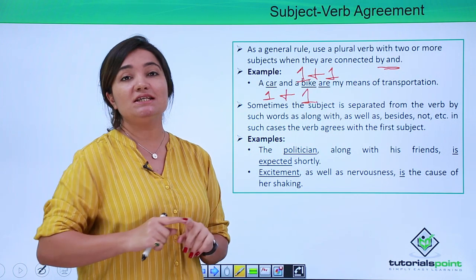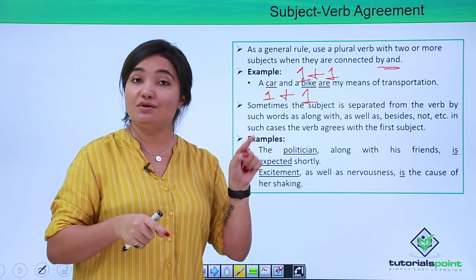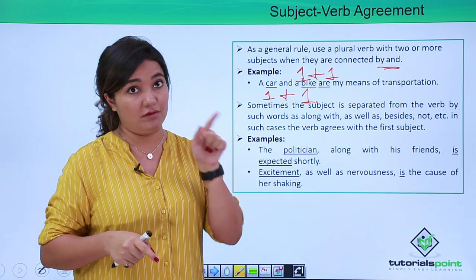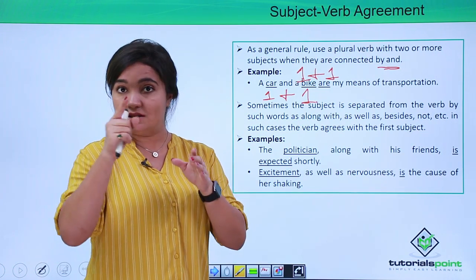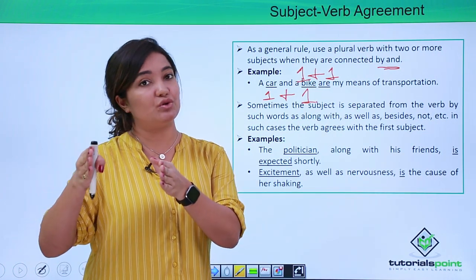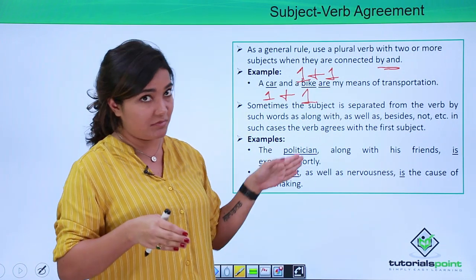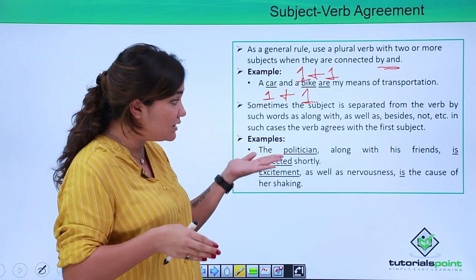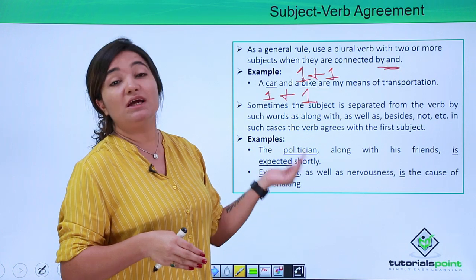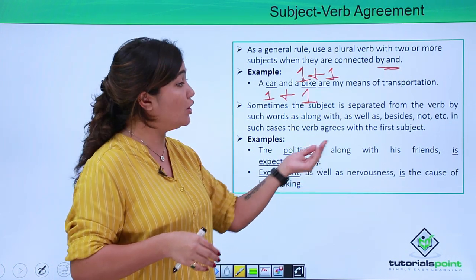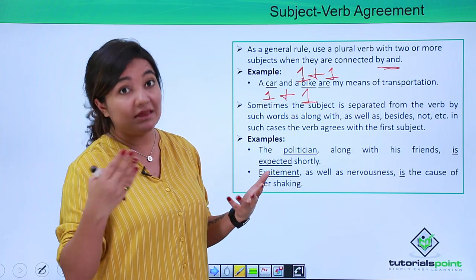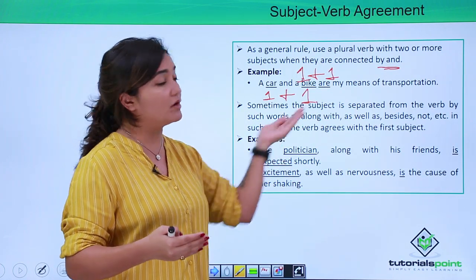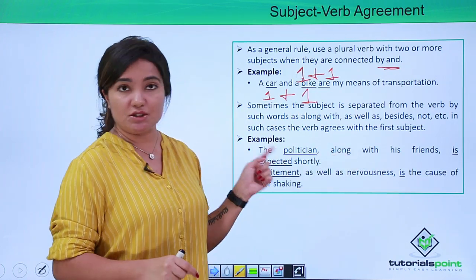Now in case they were connected by either or, neither nor, they would agree with the subject that was closer to the verb, right? That's what we studied in the previous slide. But here, in case they are connected with connectors like along with, as well as, the verb is going to agree with the subject that is used first.